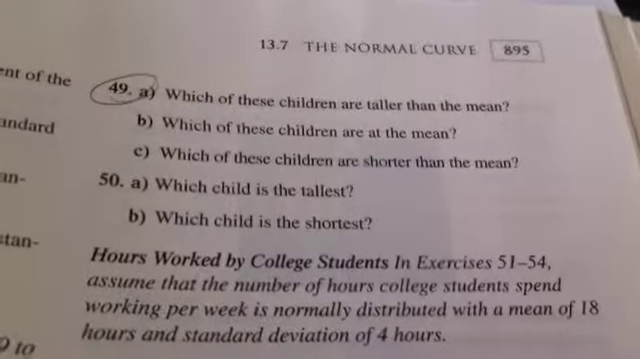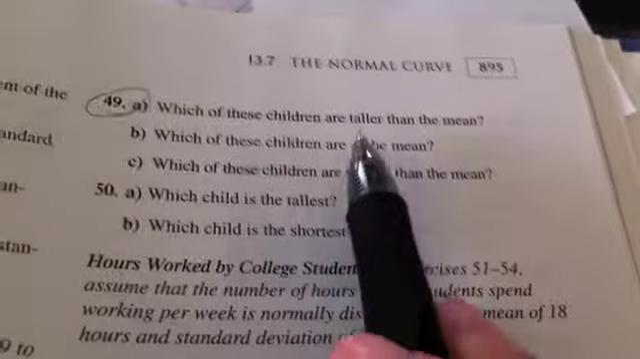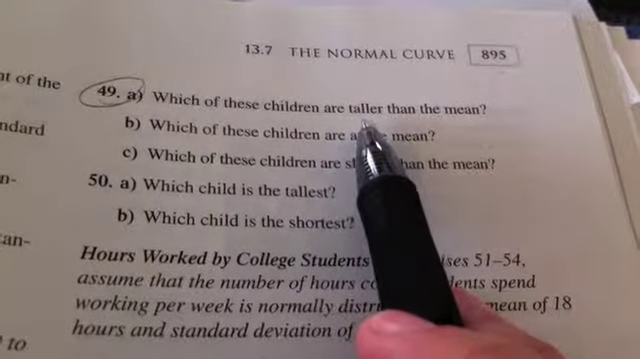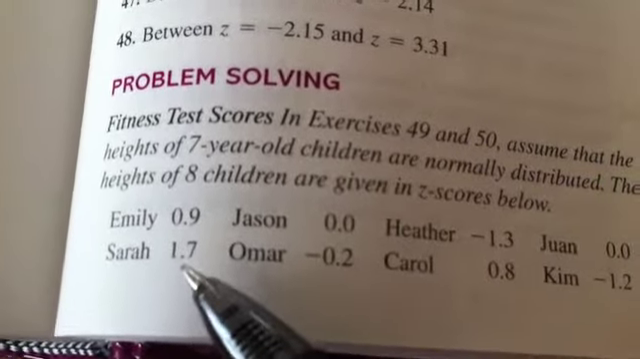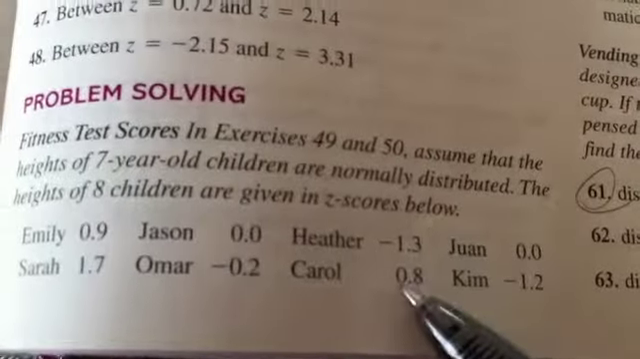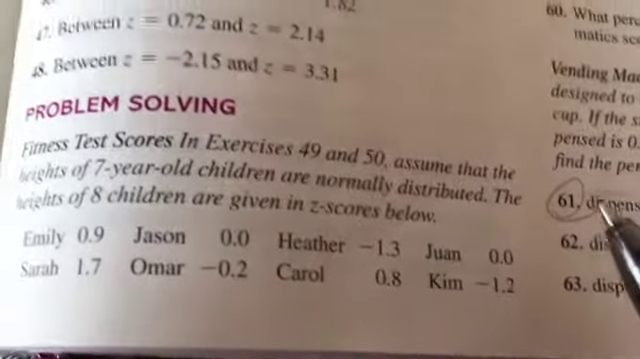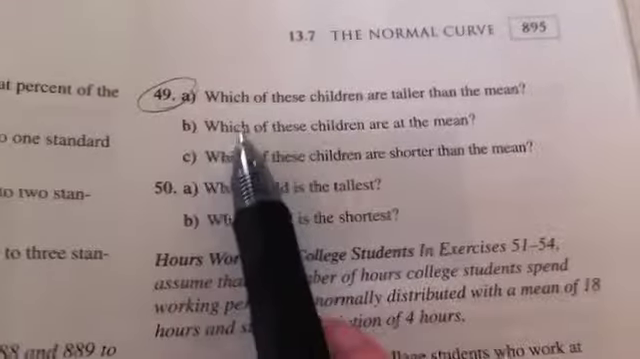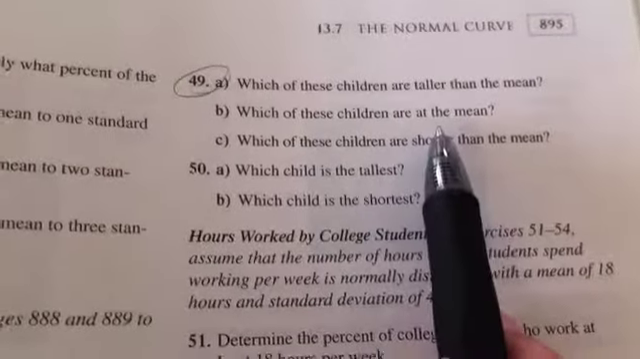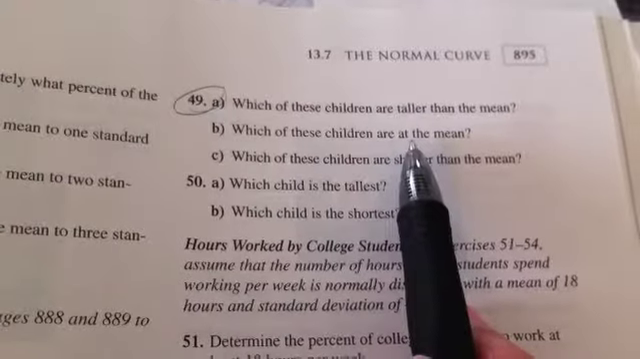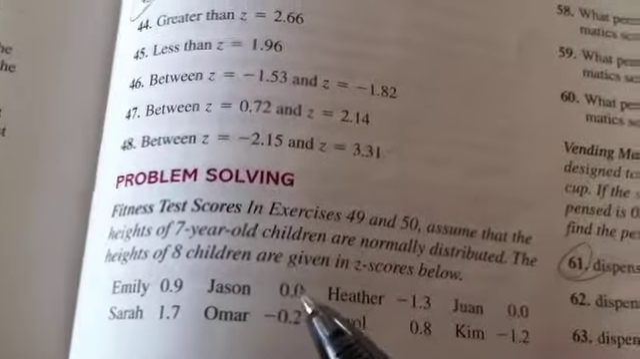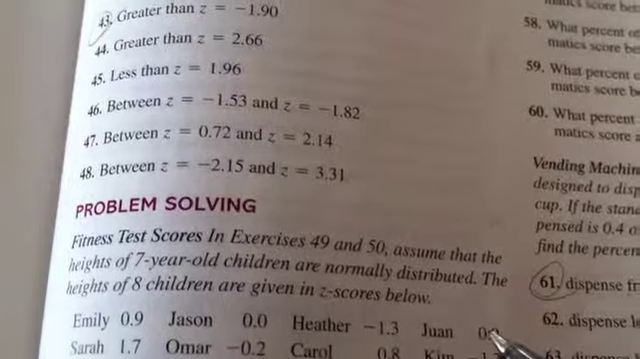4.9A asks which of the children are taller than the mean, and if they're taller, their z-score will be positive. So positive z-scores are Emily, Sarah, Carol, and that's it. For part B, which of these students are at the mean? The ones whose z-score is 0, right? If you have a z-score of 0, you're 0 away from the mean, so you are at the mean. So Jason and Juan are at the mean.